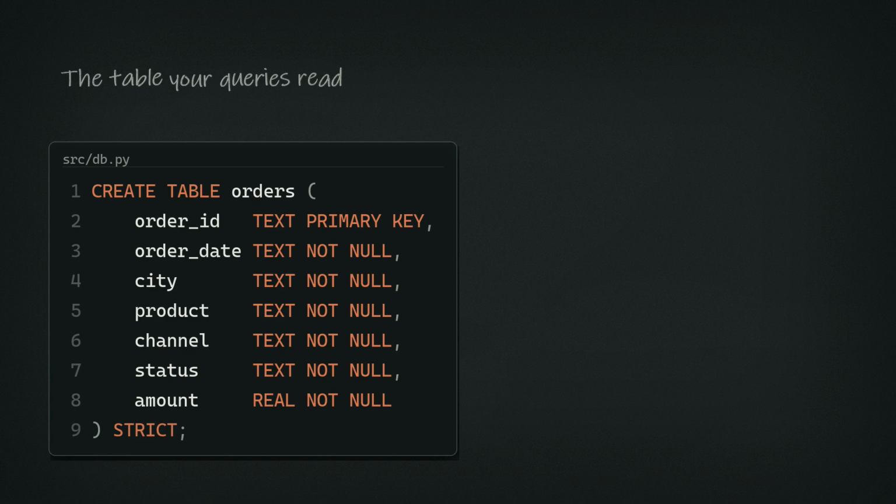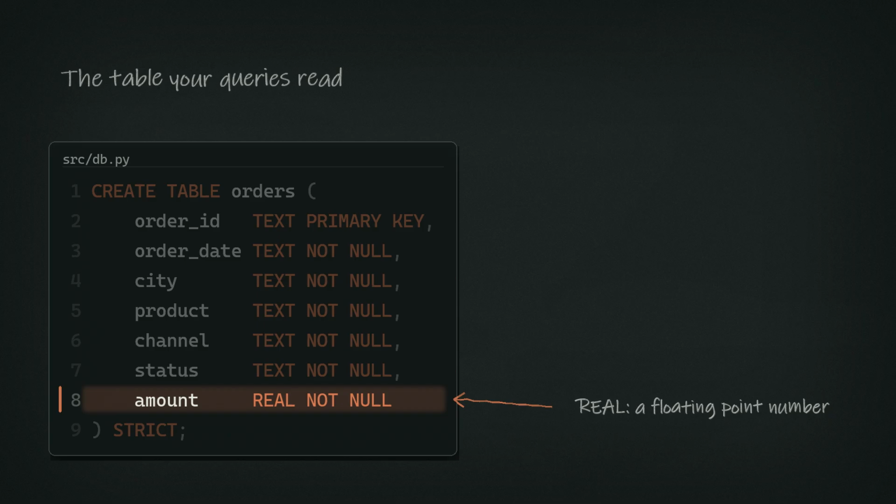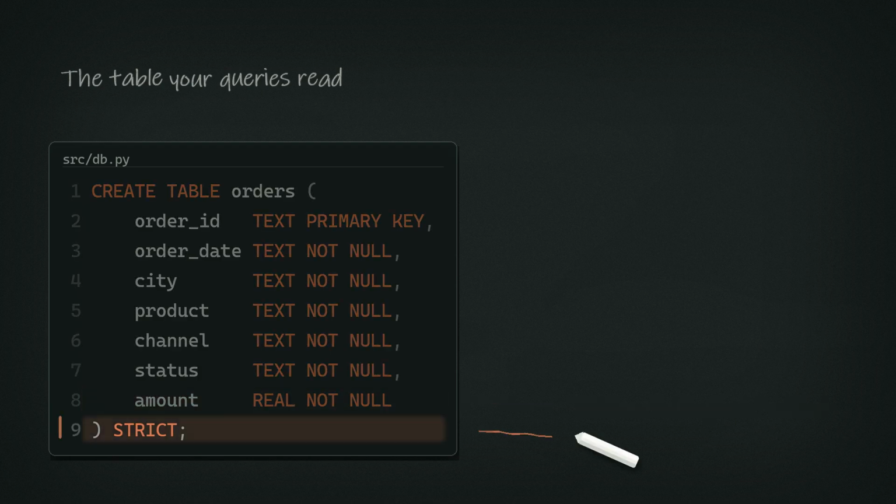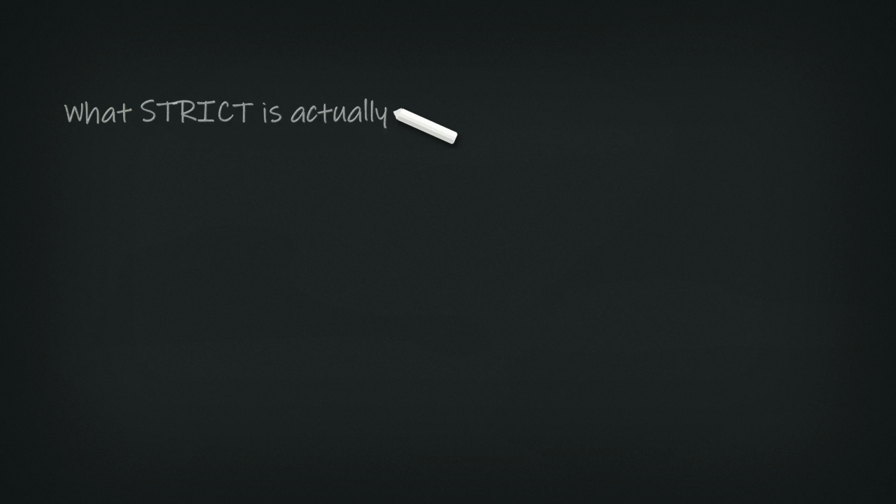The amount column is now declared real, which means a floating point number, and at the very bottom, after the closing bracket, there is one word doing almost all the work in this project: strict. Let me show you what that word buys you.